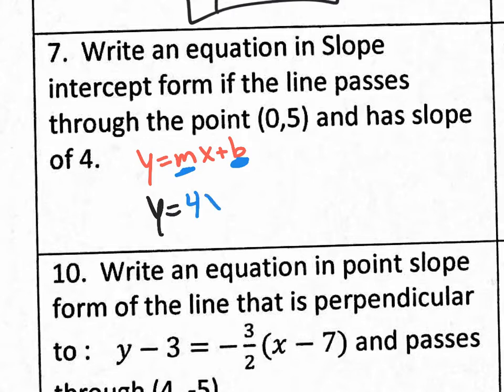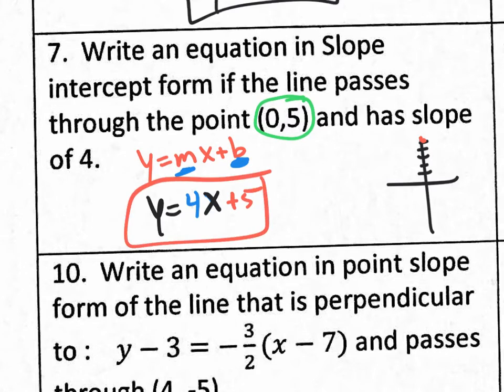Now the question is, do we know the y-intercept? And the answer is yes. The coordinate (0, 5): 0 on the x, 5 on the y. If you think about that, 0, 1, 2, 3, 4, 5, that is a point on the y-axis. That is your y-intercept. So you just put a plus 5 right there and you're done.